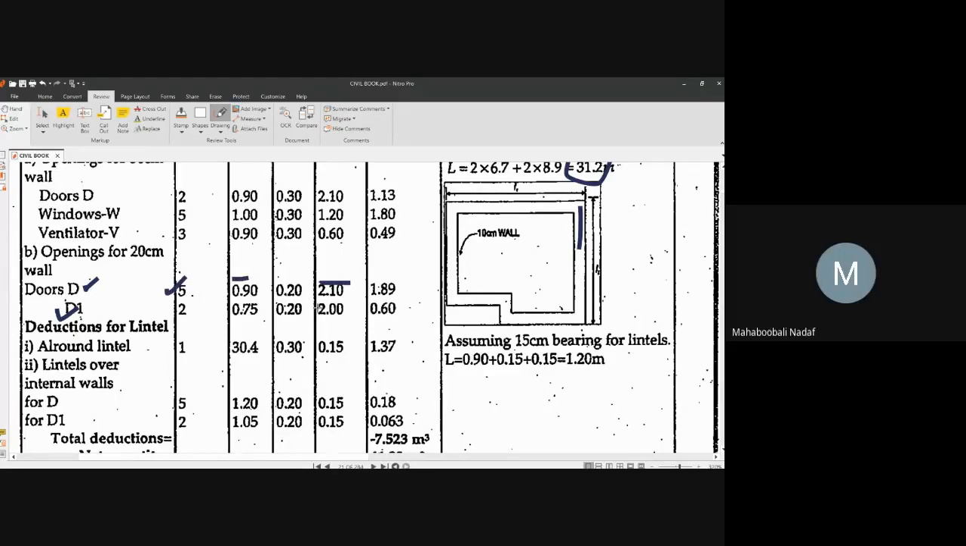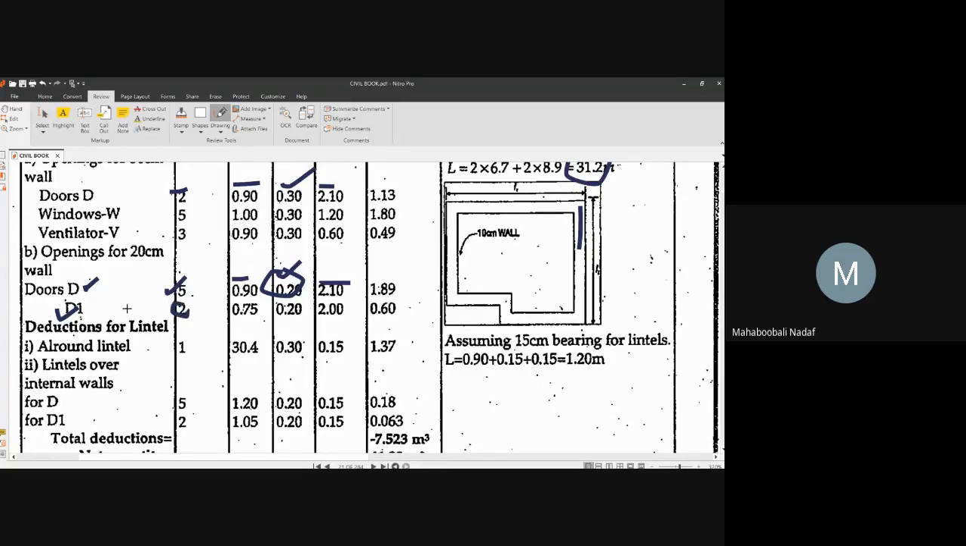But see one thing here. What is the width of that door? 0.2. Thickness of that door, 0.2, sir. Why? Because it is a 20 centimeter wall. So you have to deduct that much only. Now, can you understand the concept here? Here the same door. There is no change in its length and height. There is a change in its thickness.